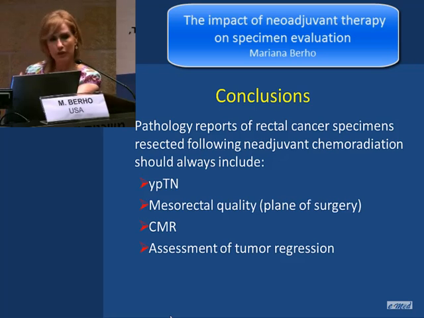I think it is very fair that you go to your pathologist and you demand that you want a pathology report that includes all of these parameters so you can plan the treatment of the patient better.